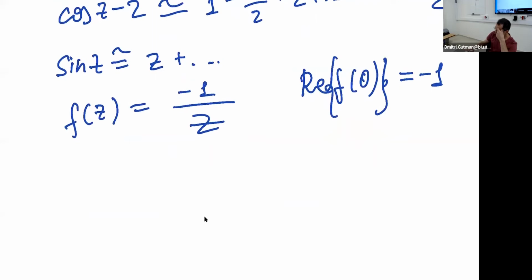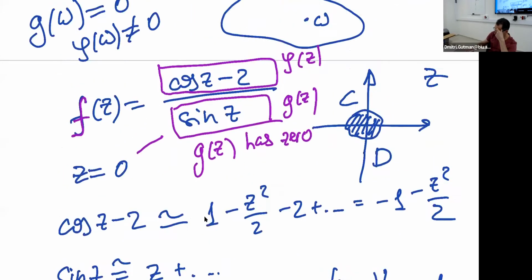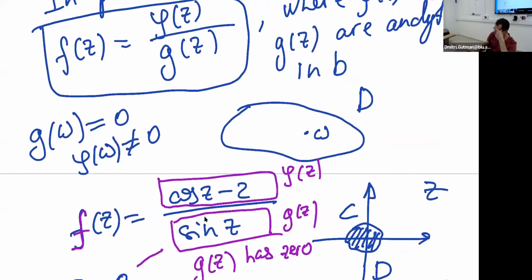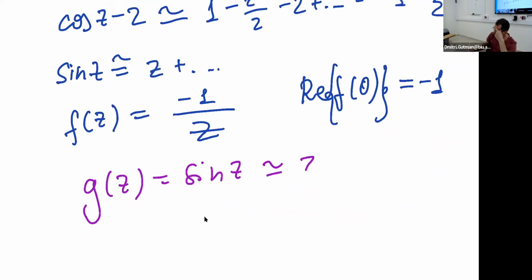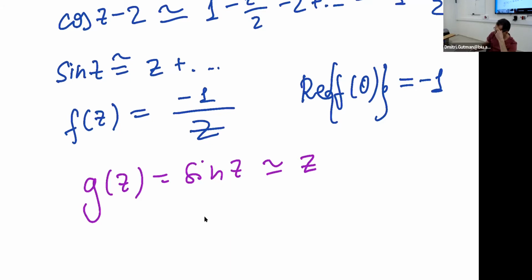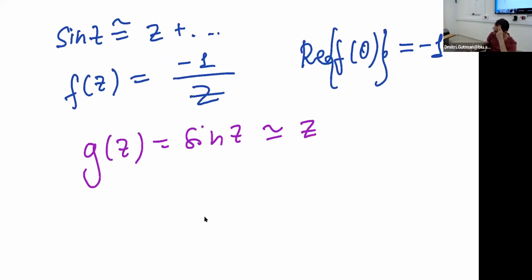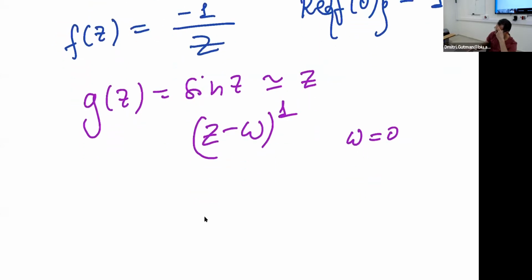Because, okay, we call this function g of z, which is sine z, which near the origin is roughly z. So it's a polynomial. If you write it schematically, it's a polynomial z minus w, w in this case being 0, to the power 1. So it's a 0 of degree 1. If it were z minus w to the power 2, that would be a 0 of degree 2.